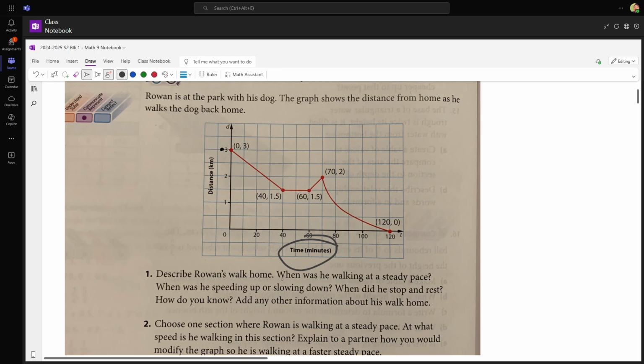So if we're gonna describe Rowan's walk home, when was he walking at a steady pace? Steady pace basically means a consistent change in distance over time. So if we look at the distance right here, this is from his house. So 0 would be he's at his home, and 3 would be the starting place. So if he's walking at a steady pace back home, the a value from our equation y equals ax plus b would have to be a consistent negative value.